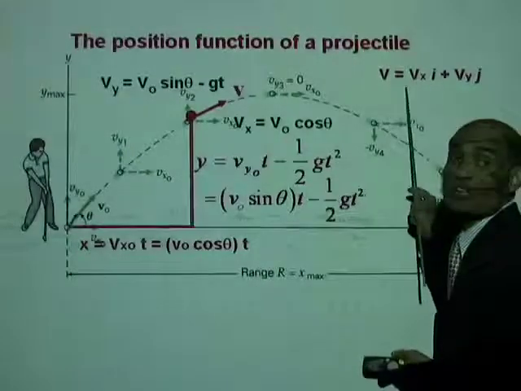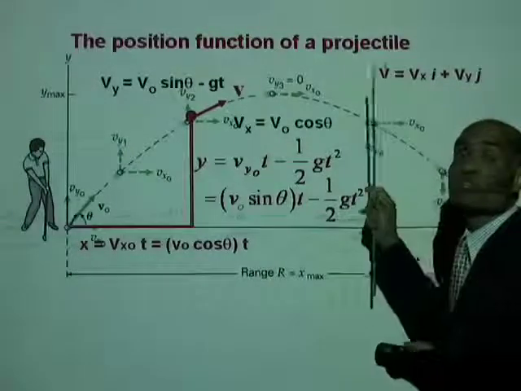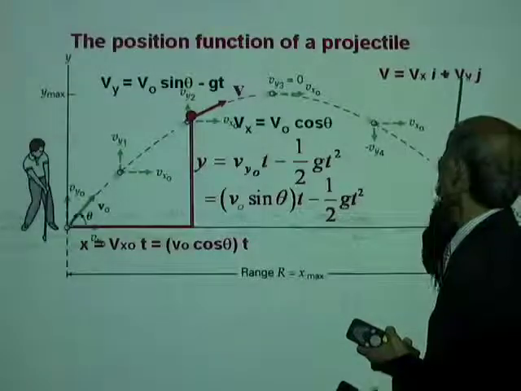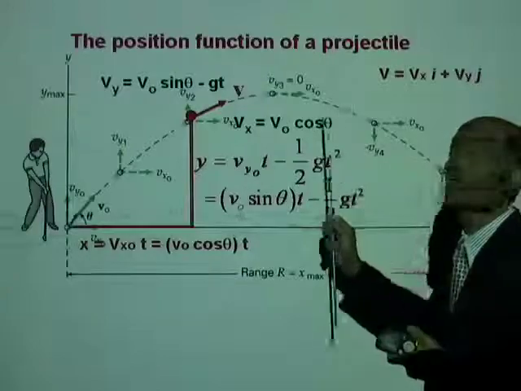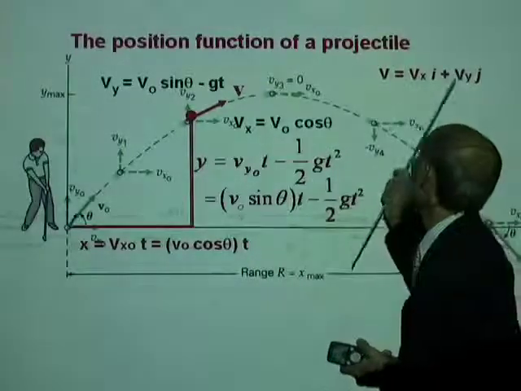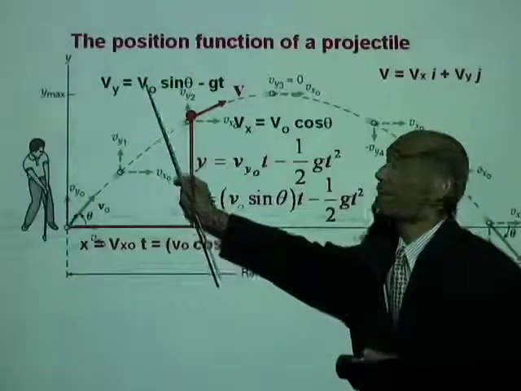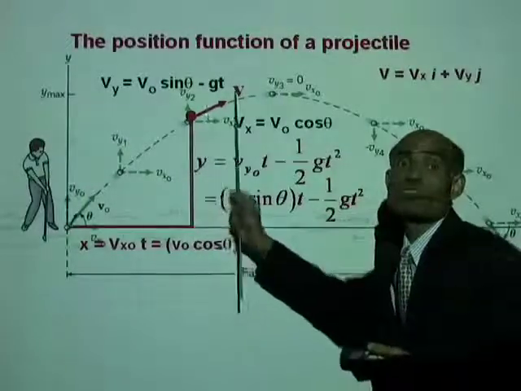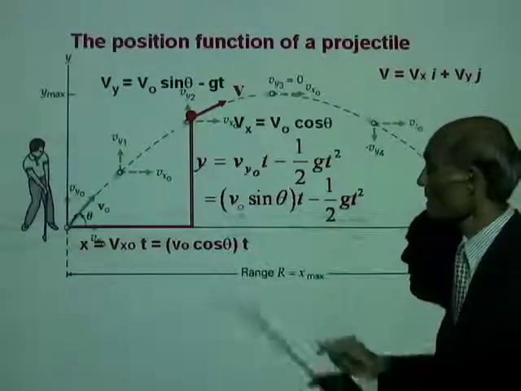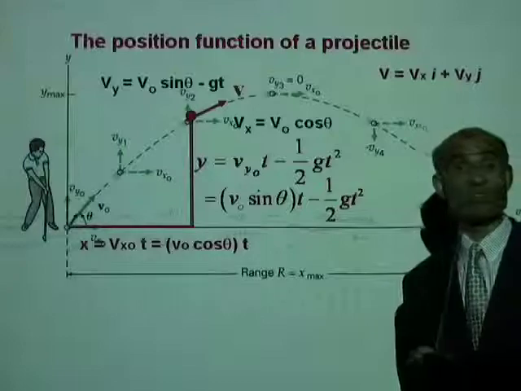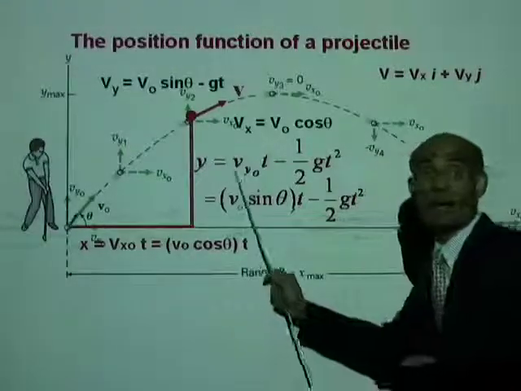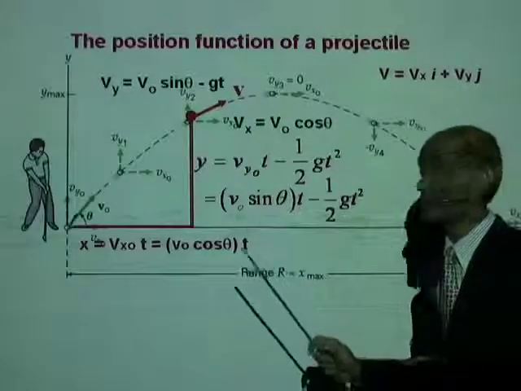This is the velocity function. Vector, this is the vector equation for the velocity. V equal to Vxi plus Vyj, where Vx is V0 cos theta and Vy at any given time will be V0 sine theta minus gt. Alright, can you write the position function? This is the x position and this is the y position.